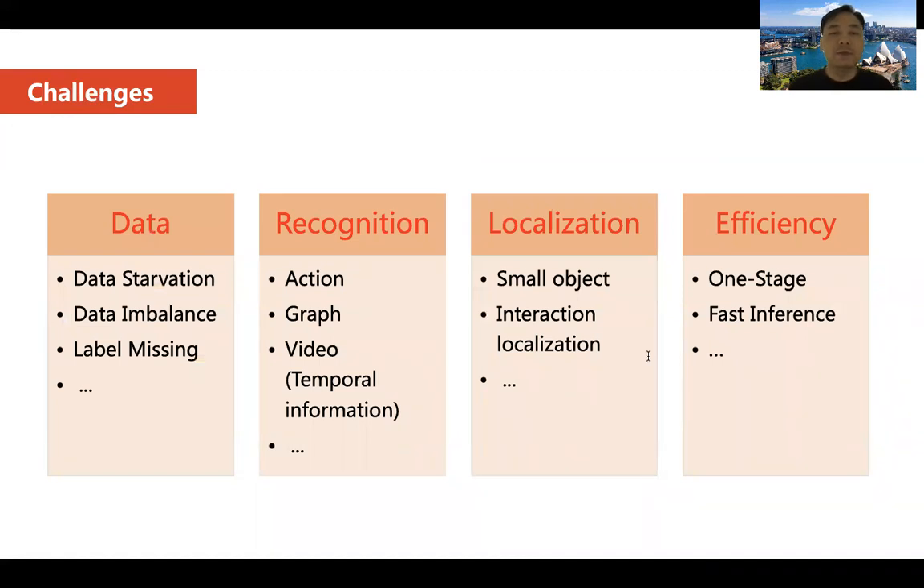Here, we introduce the challenges of HOI. There are some important challenges in HOI, including data, recognition, localization, and efficiency. First of all, current deep learning methods rely on a large number of training data for network training. However, it is time-consuming and resource-consuming to collect HOI data.